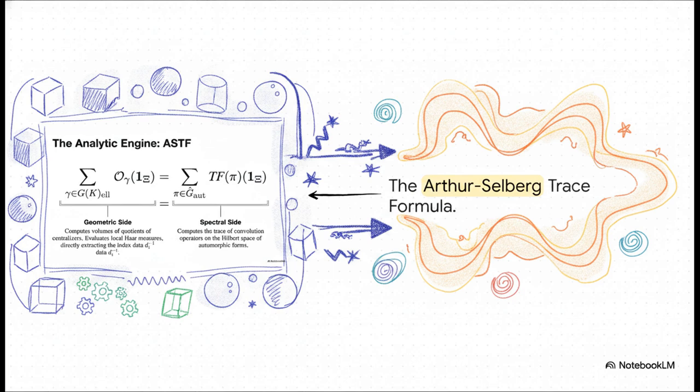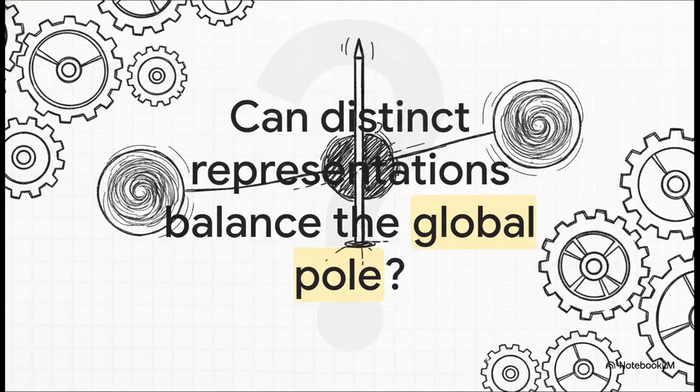Let's take a closer look at how the Selberg Trace Formula actually sets this up. As you can see, it perfectly equates a geometric side to a spectral side. On the geometric side, it computes the volumes of quotients to extract our index data. Meanwhile, on the spectral side, it computes the trace of convolution operators on the space of automorphic forms. Now, because our covering is exact, the sum of all our components absolutely must equal the constant baseline.